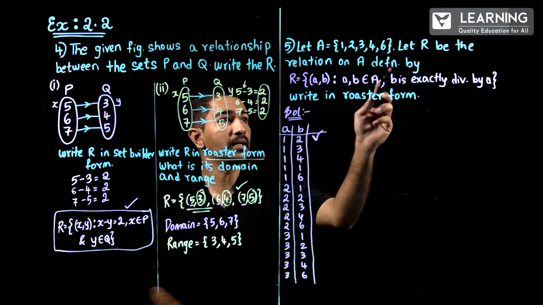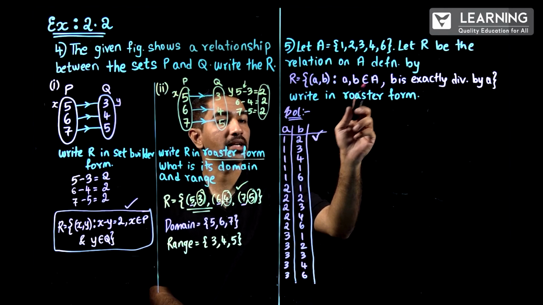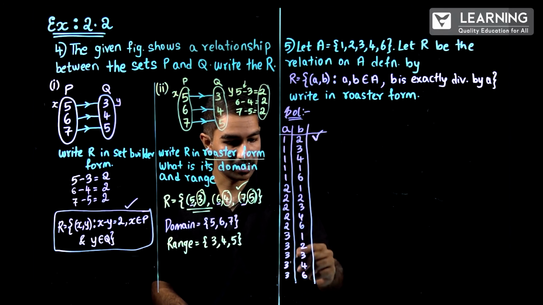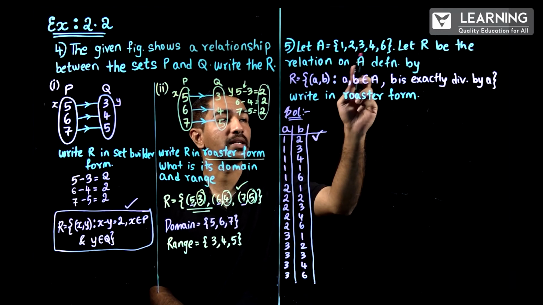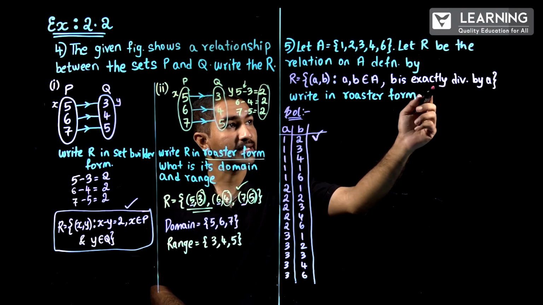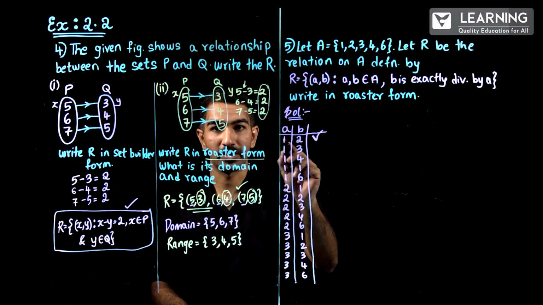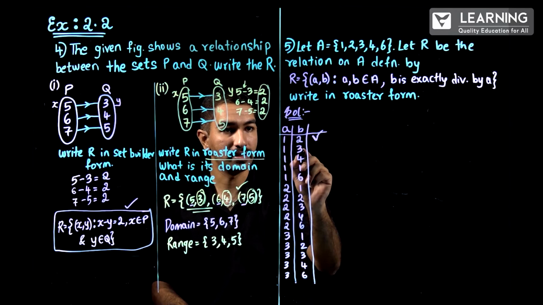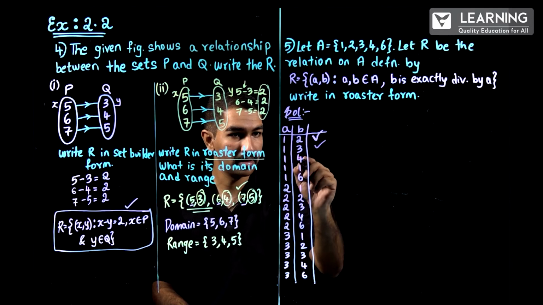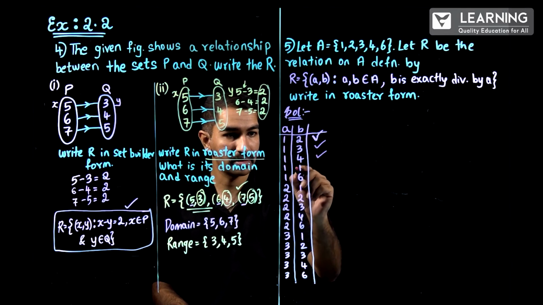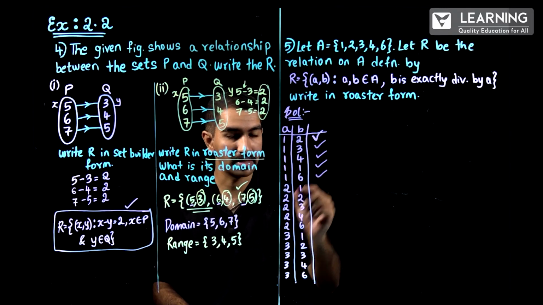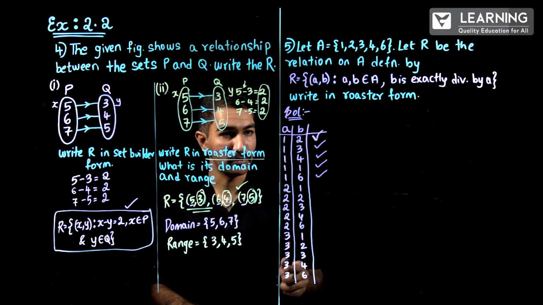So (a, b), see here, belongs to set A. So all the a elements here and all the b elements, whatever I have written, all belong to set A. Now b is exactly divisible by a. 2 is exactly divisible by 1, yes or no? Yes, so tick mark. 3 is divisible by 1, yes. 4 divisible by 1, yes. 1 divisible by 1, yes. 6 divisible by 1, yes. Understood. Now see the next one.